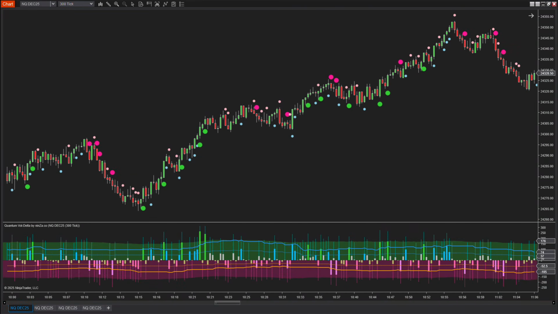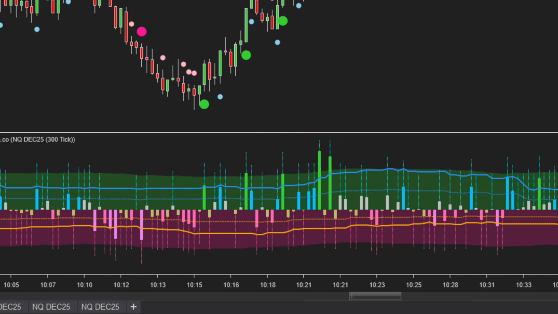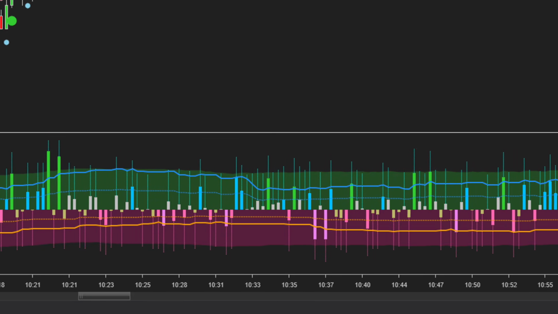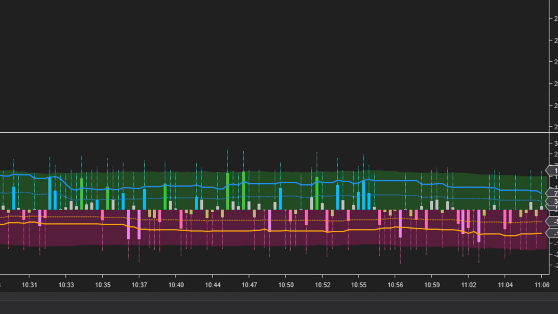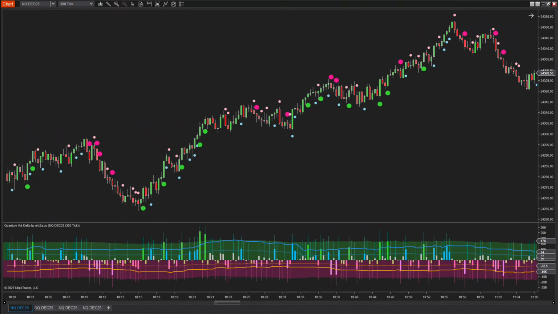Now, let's look at the very same situation but with quantum vol delta. In this phase of the market, you'll notice that the thresholds are automatically adjusting in real time to match the market's movements. That means you don't have to keep tweaking anything by hand anymore. All you need to do is focus on picking the right entry point because the signals are already being automatically generated and perfectly aligned with the market conditions.